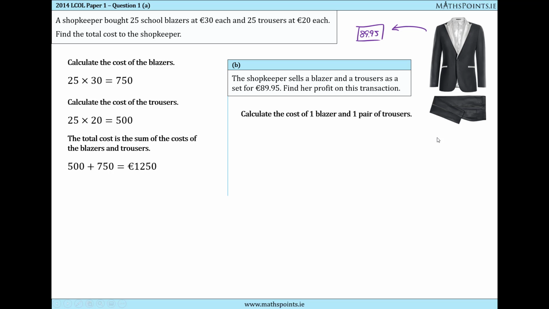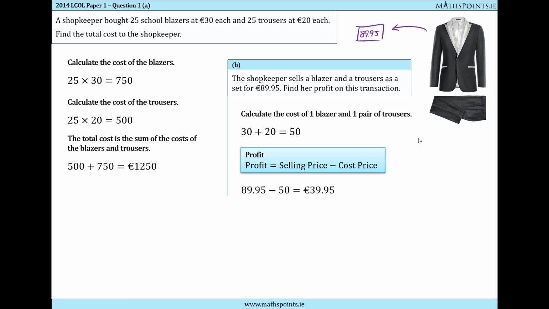Well, we're going to first calculate the cost of one blazer and one pair of trousers. So obviously that's going to be the €30 plus the €20 that each of them cost. That's €50. And then to find profit, we just subtract the cost price from how much he sells it for, the selling price. And if we do that, we subtract the 50 from the €89.95 and we get that the shopkeeper will make a profit of €39.95 for each set of blazer and trousers that he sells.